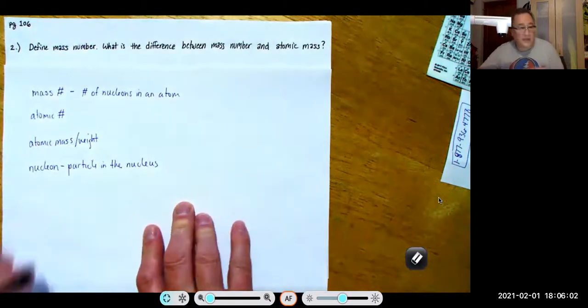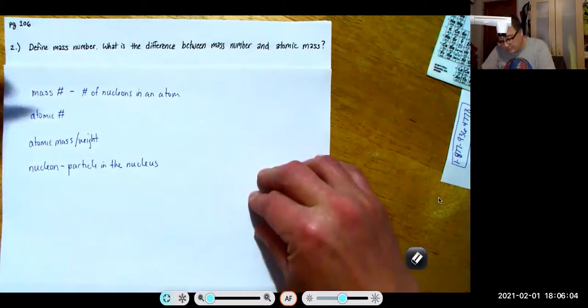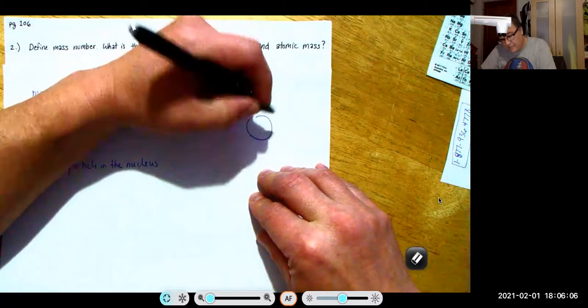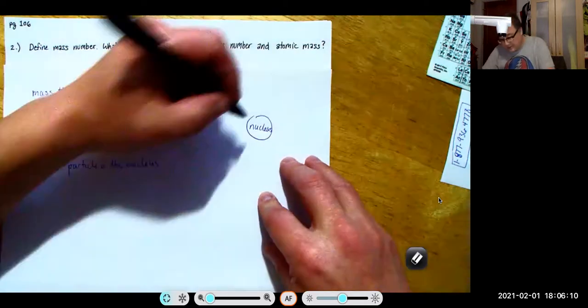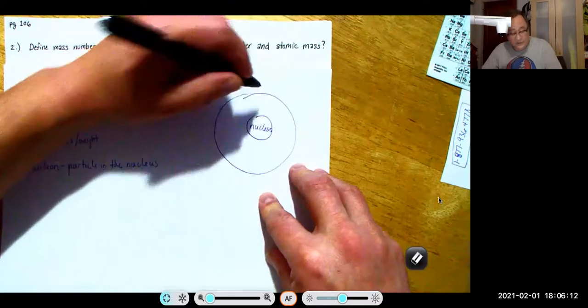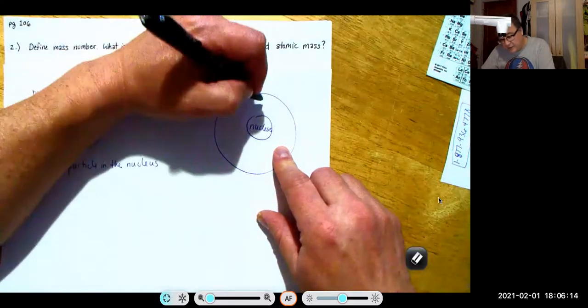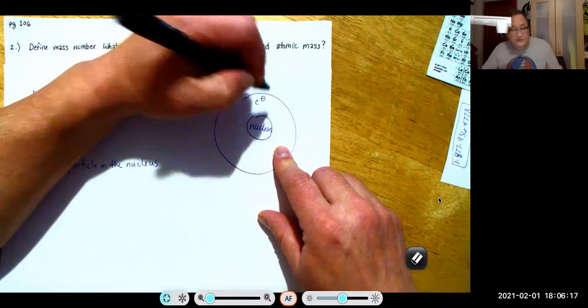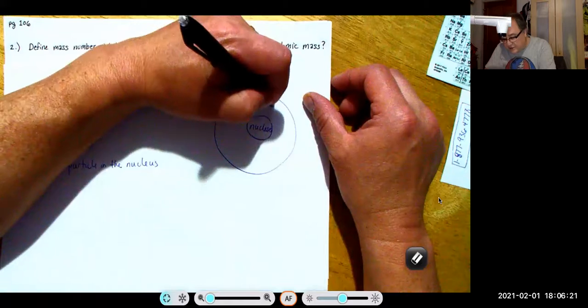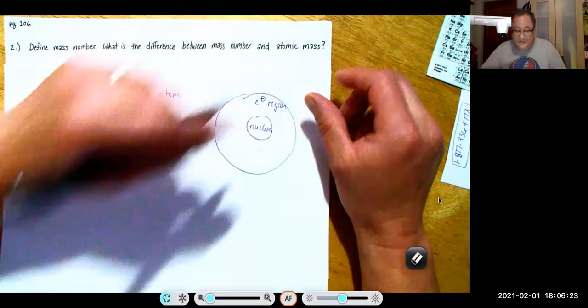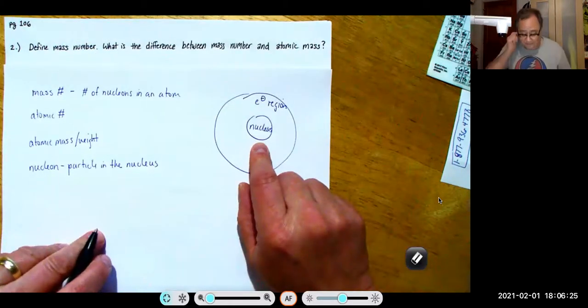And when you draw a cartoon of an atom, that would be the nucleus. And the region around it, which is a sphere, is where you find the electrons. So both of these are spheres. So this is the electron region. And here's the nucleus. Okay?